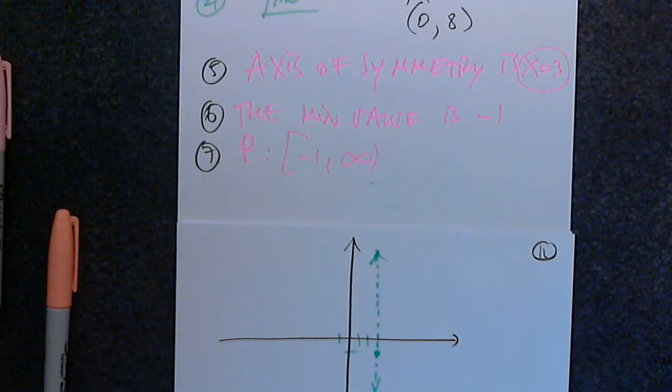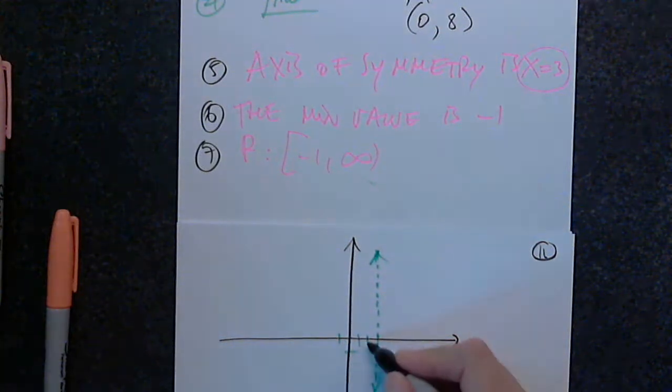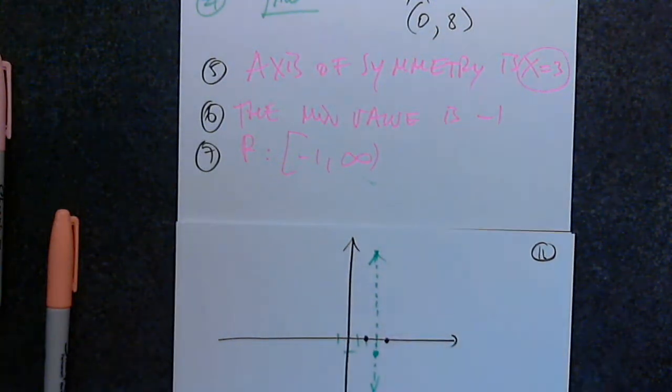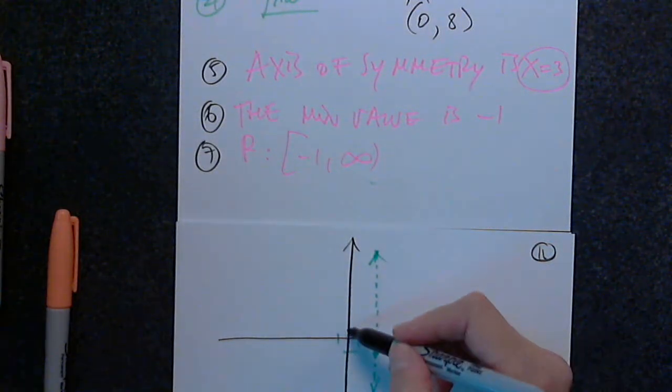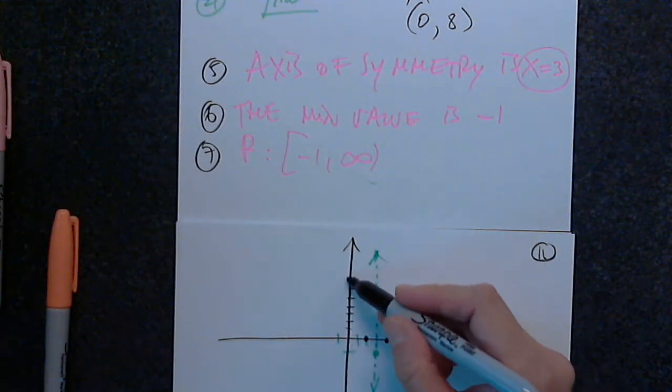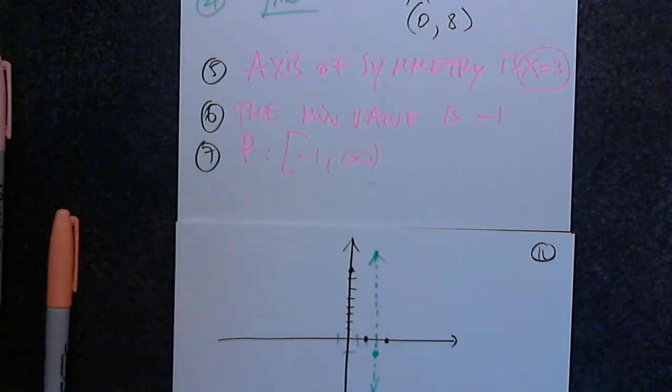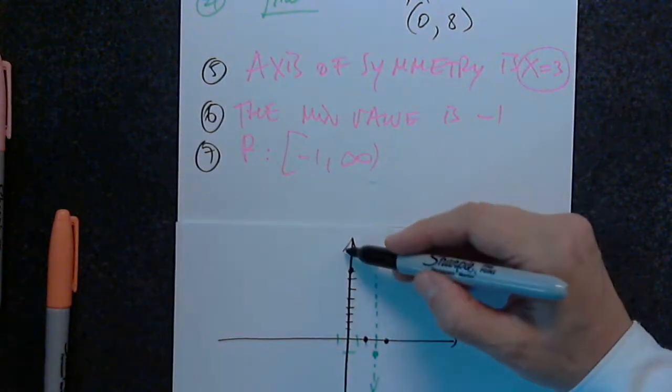Then we have the x-intercepts (2, 0) and (4, 0). Notice that they have to be symmetric left and right of the axis of symmetry, in this case 1 unit away. We also have (0, 8), counting 1, 2, 3, 4, 5, 6, 7, 8, as the y-intercept. We are ready to graph.